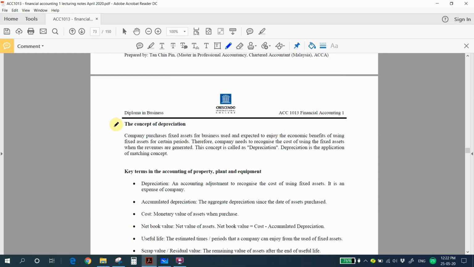What is depreciation? Company purchase fixed asset for business use and expected to enjoy the economic benefit of using the fixed asset for certain period. Therefore, company need to recognize the cost of using the fixed asset when the revenue are generated. The concept is called depreciation. Depreciation is the application of matching concept. So maybe by this wording, it's very hard for you to understand what is depreciation. So we better use a diagram to explain this. So let's show a diagram.